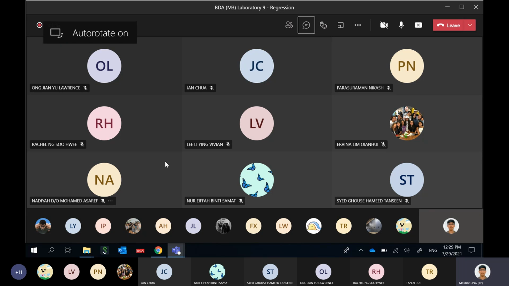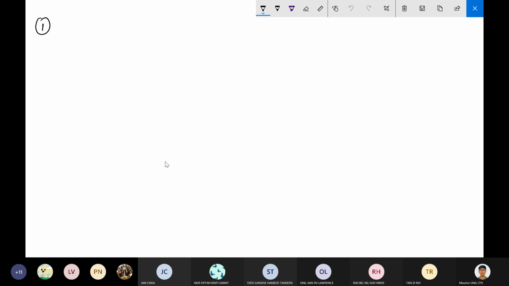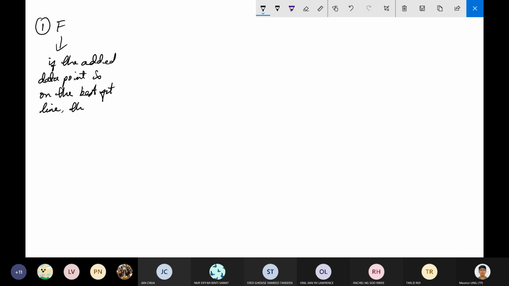So the correct answer is false. So I'll write here, if the added data point is on the best fit line, the equation will not change.